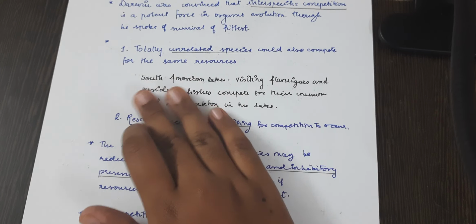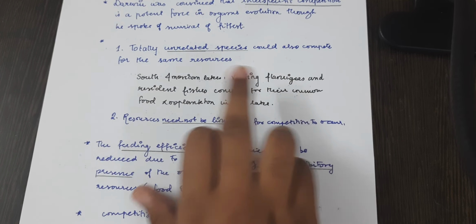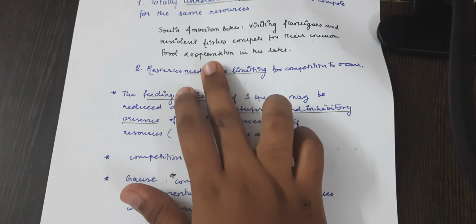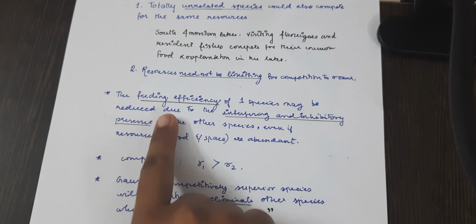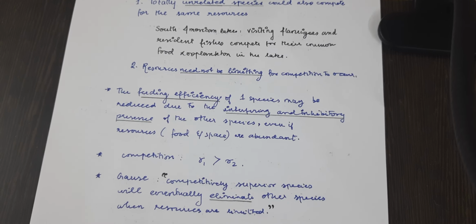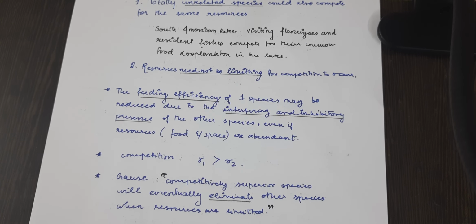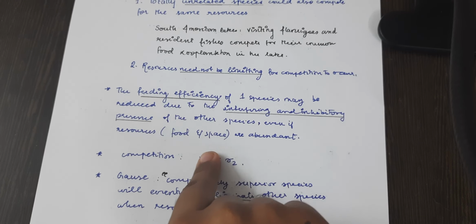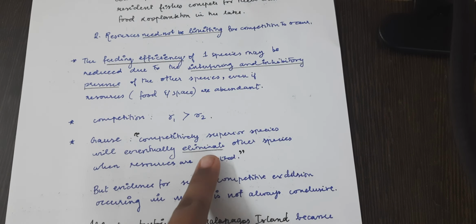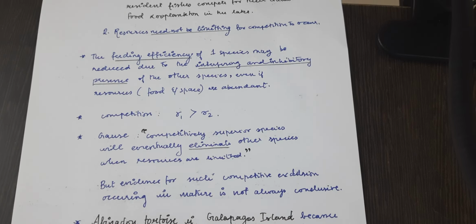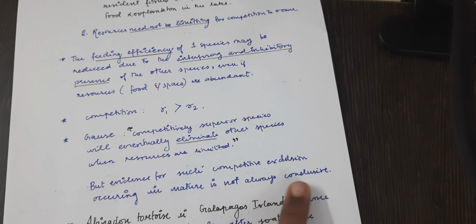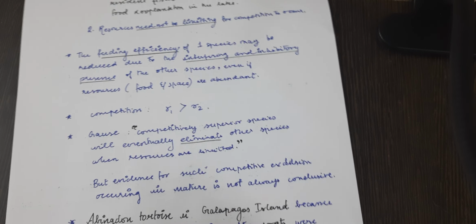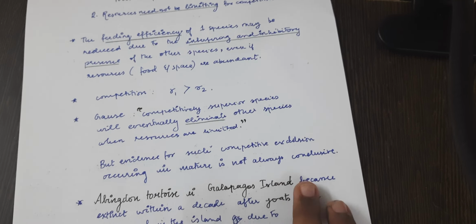There is an example in the South American lakes. Flamingos and resident fishes compete for food; their food is zooplankton. Then we have the feeding efficiency of one species may be reduced due to the interfering and inhibitory presence of the other species. So generally Darwin's fitness of one is greater than the other, and the superior species can eliminate the other, but such competitive exclusion occurring in nature is not always conclusive.